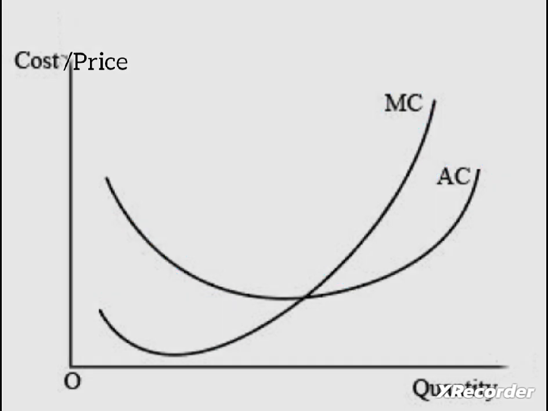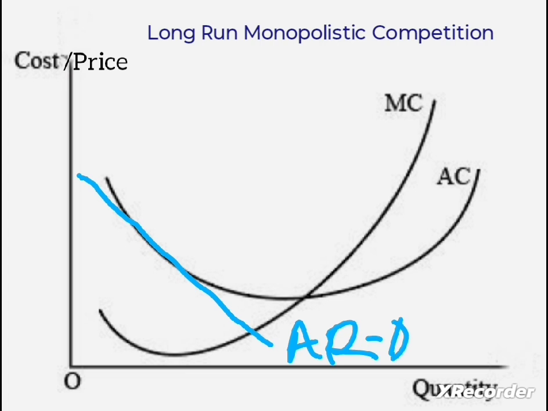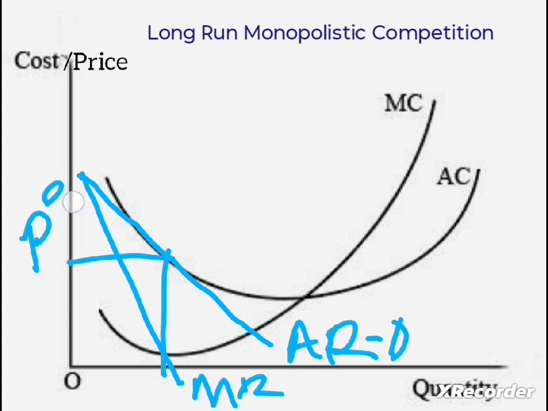The next one will be long run in monopolistic competition, and this time your demand curve touches the AC curve, and then the MR is down here someplace. Profit maximizing then where MC cuts MR, so just take it up and across. That'll be PE, and that will be QE. There is no supernormal profit, so that's everything covered.